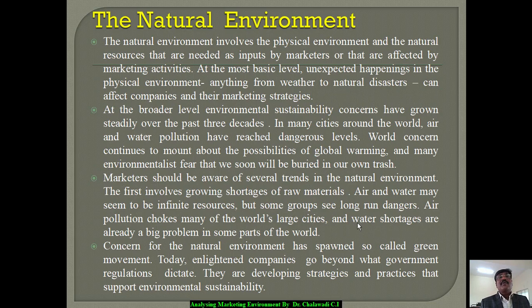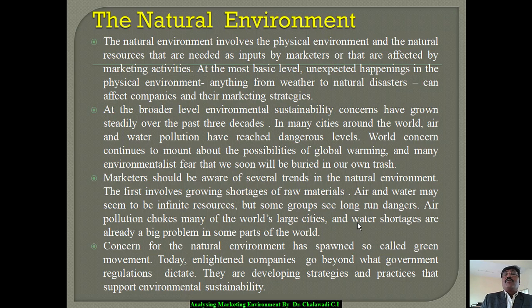And another very important environment, that is the natural environment. The natural environment is also one of the major forces or factors which is affecting marketing decisions, right? The natural environment, what is the natural environment here, right?